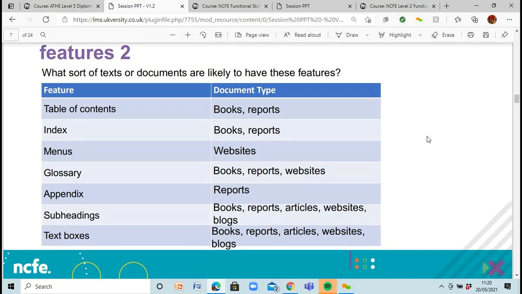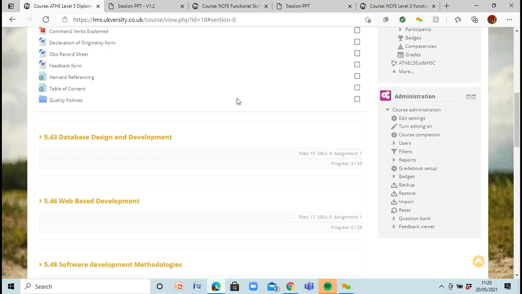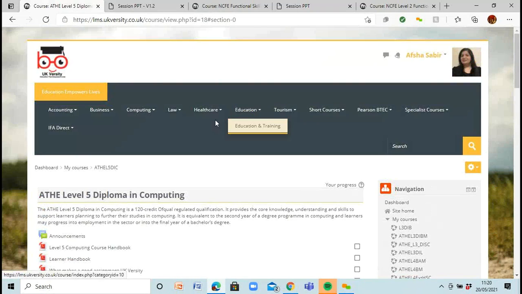Now, the second part of this: what sort of texts or documents are likely to have these features? A table of contents will be in books and reports. An index will also be in books and reports. Menus might be on websites. When I say menu, I don't mean a menu as in when you're going into a restaurant and ordering something.